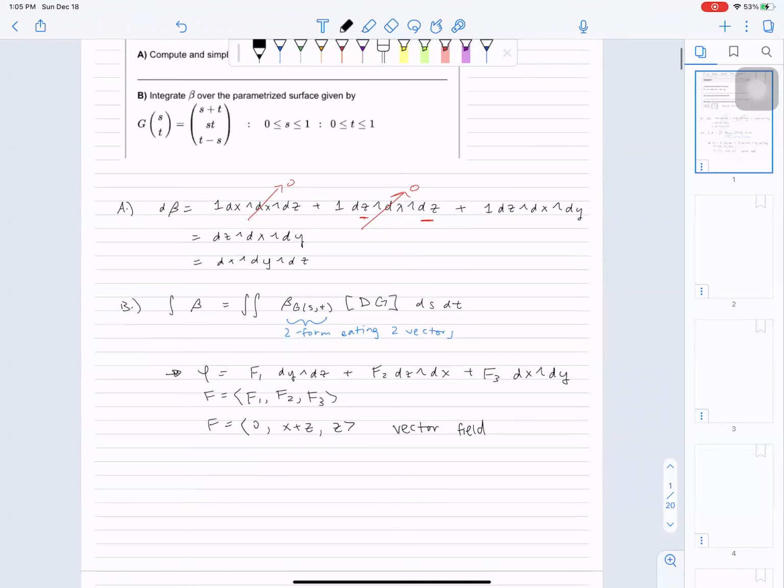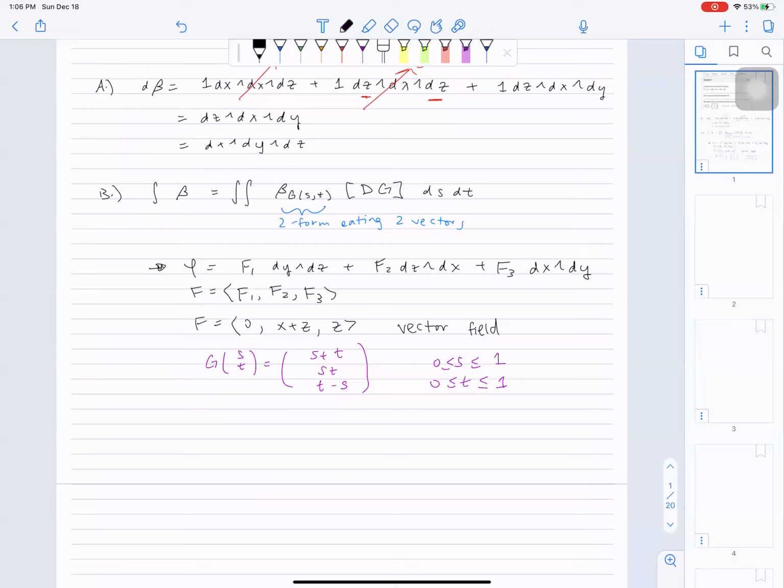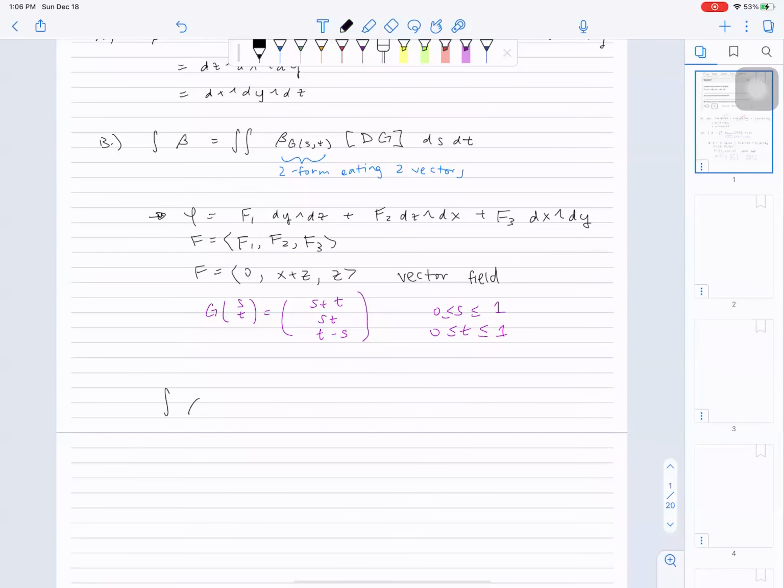Now they gave us the parameterization already in the question. Our parameterization is s plus t, st, and then t minus s, where s goes from 0 to 1, t goes from 0 to 1. So when I do the integral of beta, it's the same as doing the double integral of, I make this big matrix where I write my components of my vector field from 0, x plus z, z.